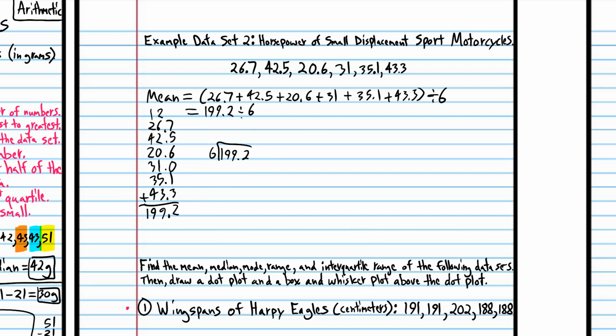We could do that in our head, but it's a lot easier to use the long division algorithm. Bring the decimal straight up, and we have exactly 33.2 HP. HP stands for horsepower. So that's the mean horsepower. That should represent a typical number for the power of an engine, and in this case it does to a certain extent. It represents the center of the data.